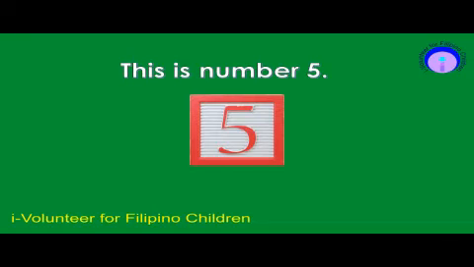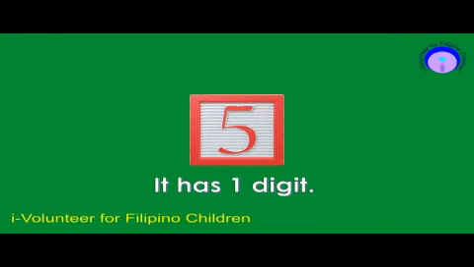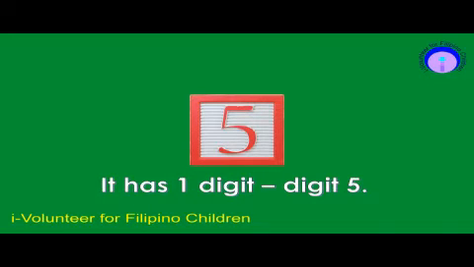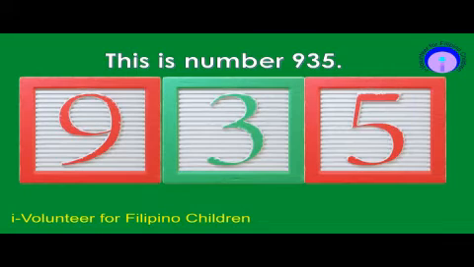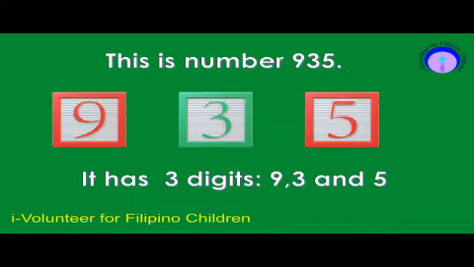Another example is number 5. It has only 1 digit. Therefore, the digit is 5. The next number is 935. It has 3 digits. This is also called a 3-digit number.